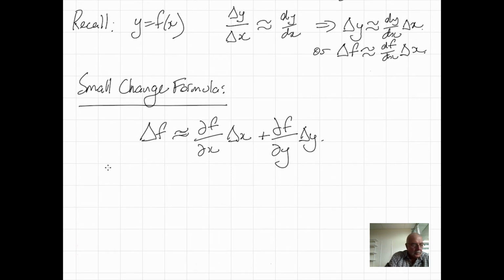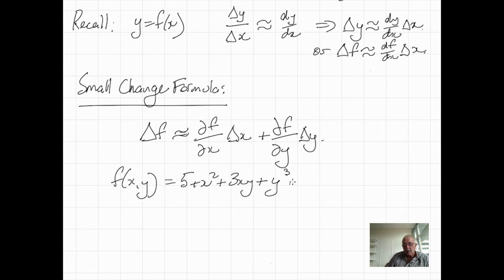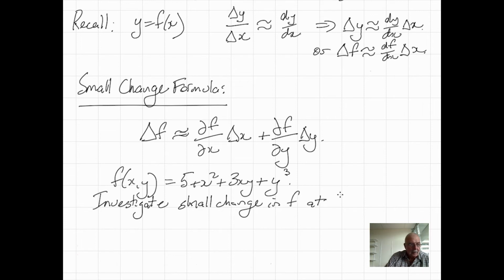So let's just look at an example. If you've got f of x y is equal to 5 plus x squared plus 3xy plus y cubed, and we're asked to find the small change in the function at x equals 1, y equals 2.